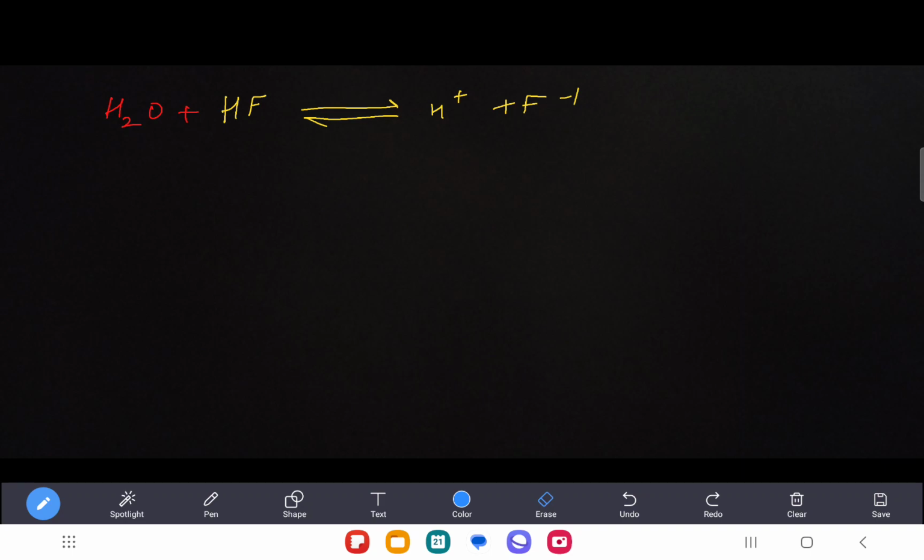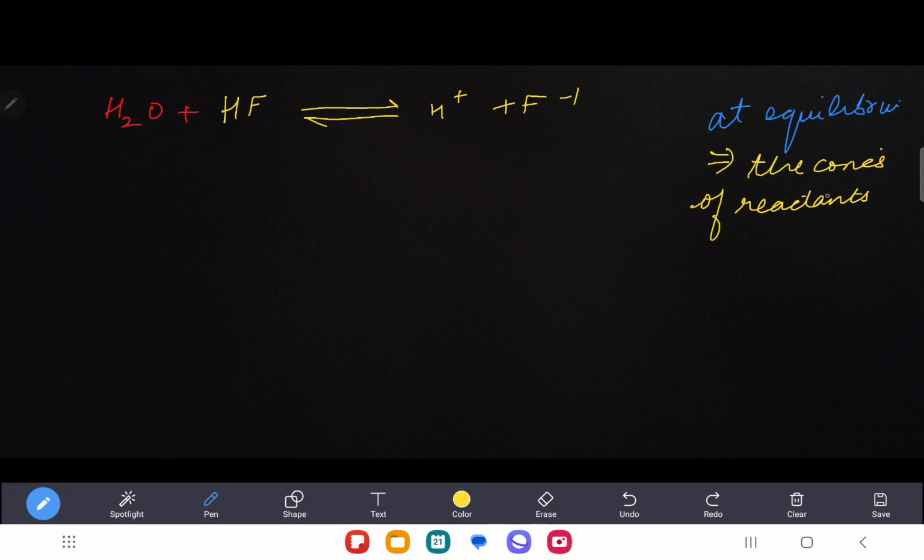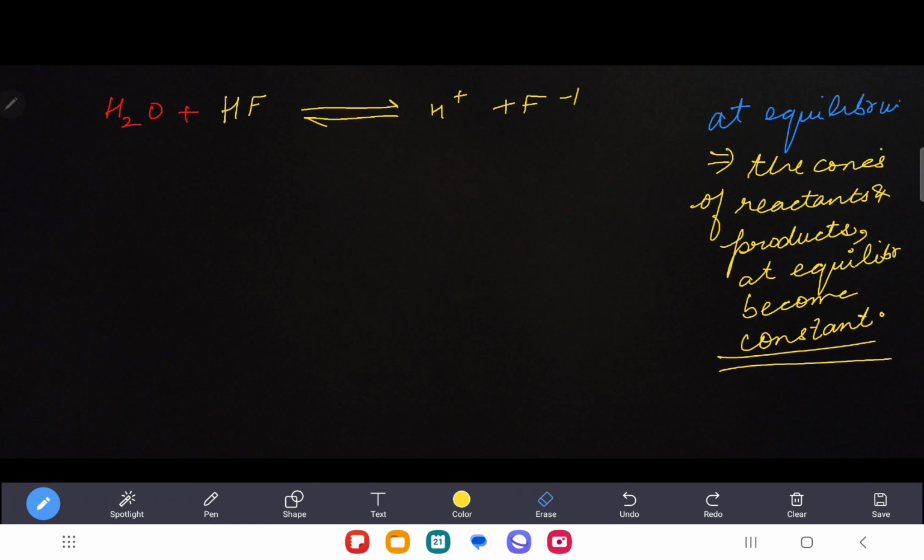So at equilibrium, what do we know? At equilibrium, the concentrations shall remain the same, isn't it? So when the concentrations remain the same, what exactly does that mean? The concentration of reactants and products at equilibrium becomes constant. Yes or no? Right?